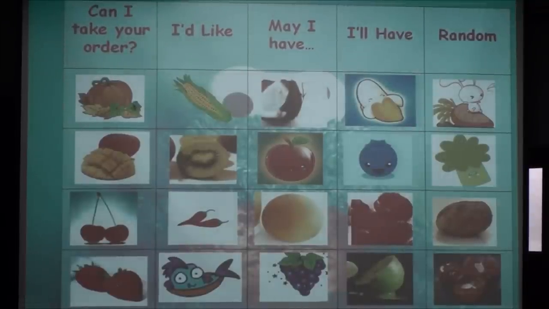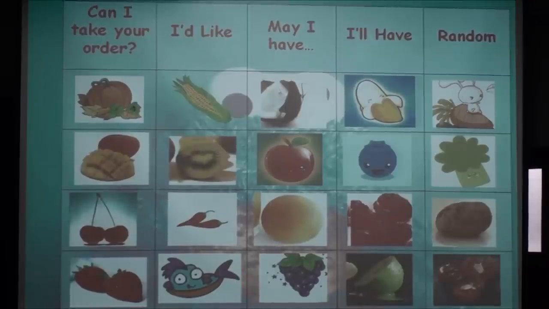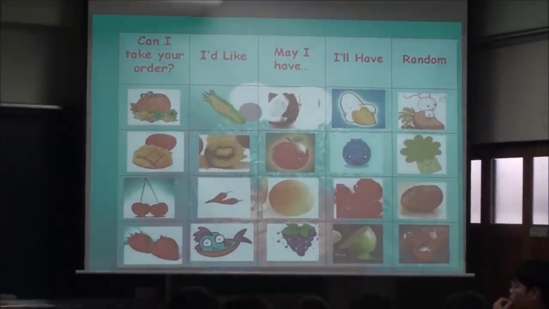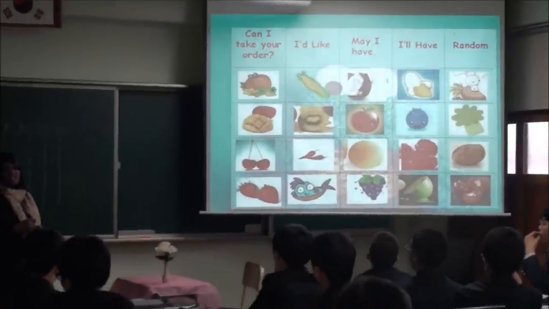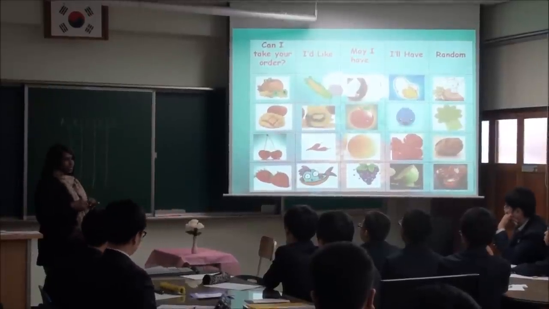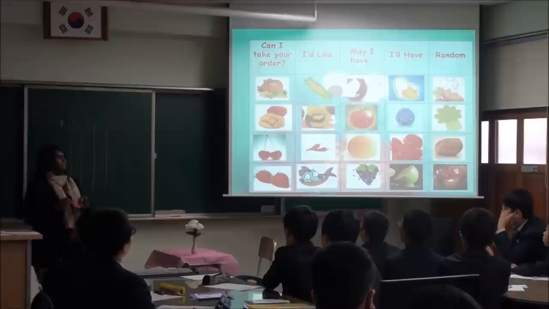On the top, you can see there are 5 categories. So each category represents one of our key expressions for today. So they are, can I take your order? I like, may I have, I'll have, and then random, which is a surprise question. Okay? So you are going to choose one of these pictures, and behind the picture is your question. And when you answer your question related to the category, for example, if you choose the fish, then your answer should start with, I like, and whatever the picture has, okay? Are you ready? Yes.